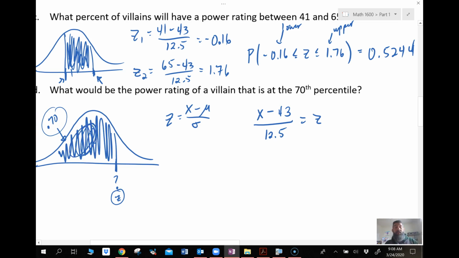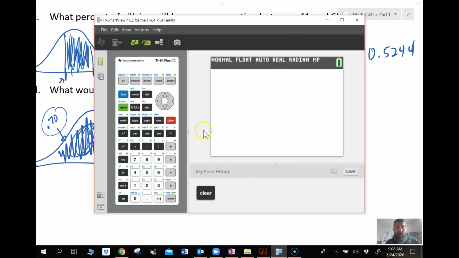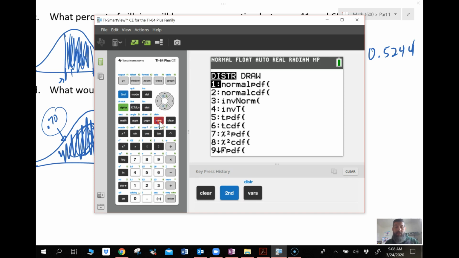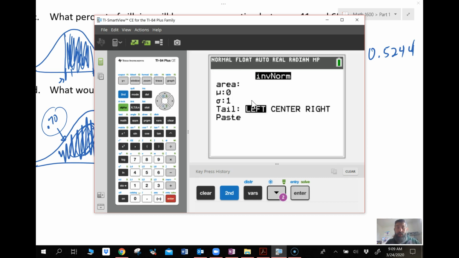Well, there's a function in our calculator that does that for us. So I'm going to pull up my TI-84 here, and we're going to go to second vars, which is going to take us into distributions, DISTR. We use normal CDF to find the area, but since we already know the area, we want to find the inverse of that. So we're going to use the function called inverse norm. It's the third option here, so we're going to hit enter there.